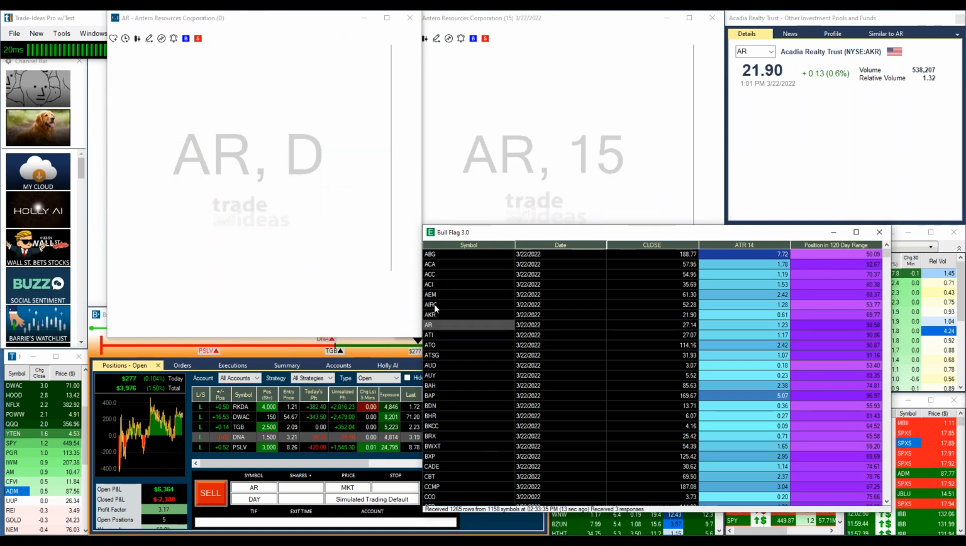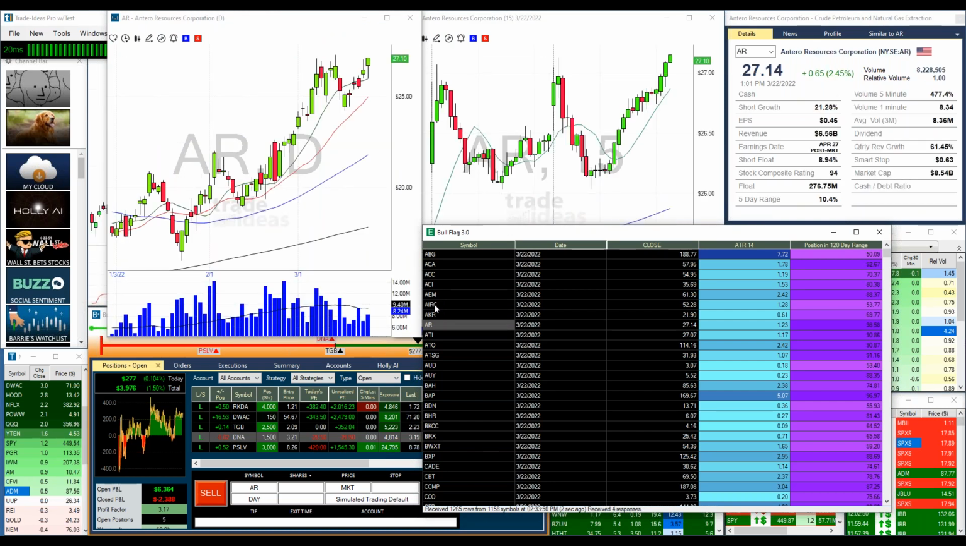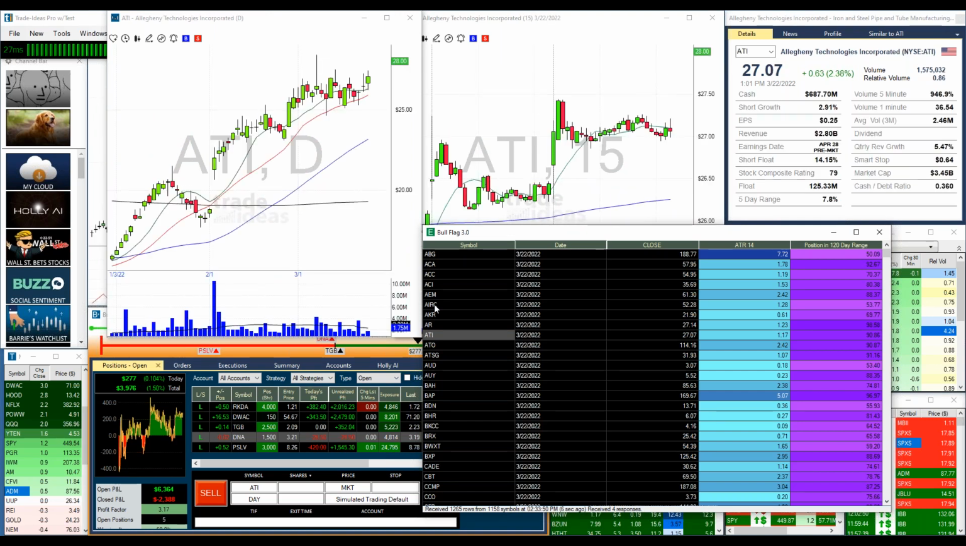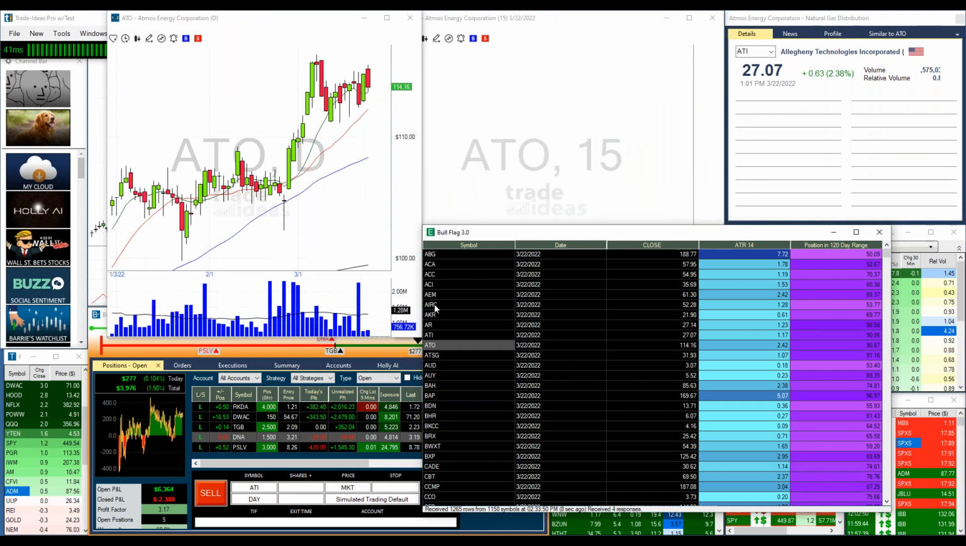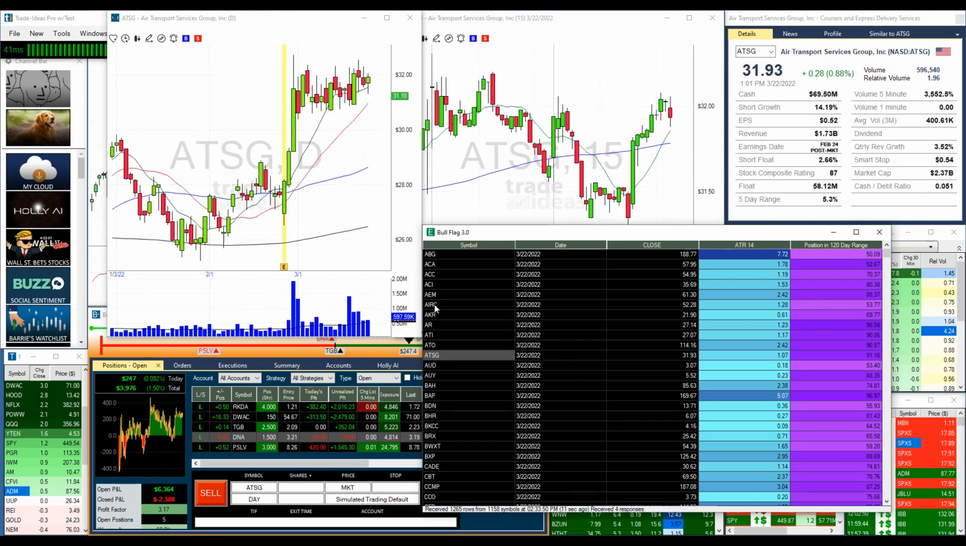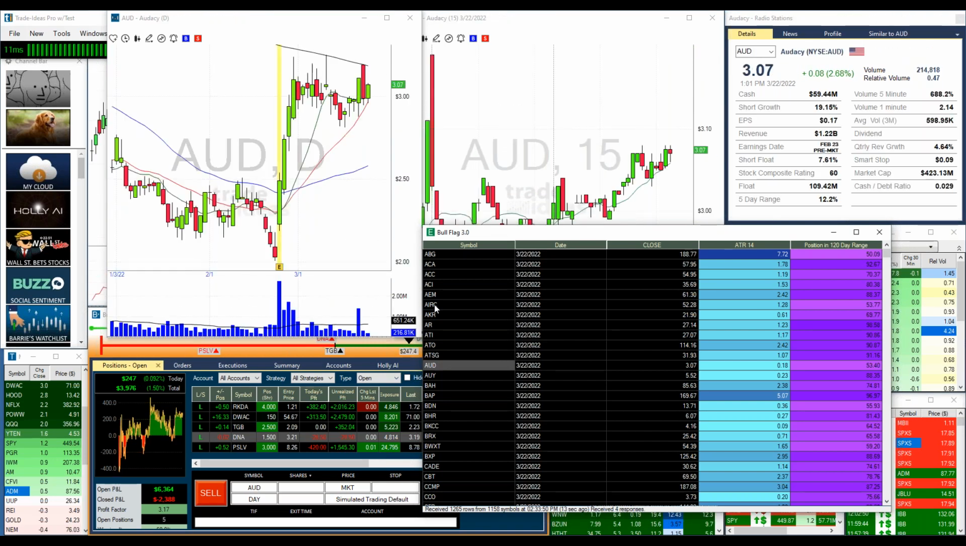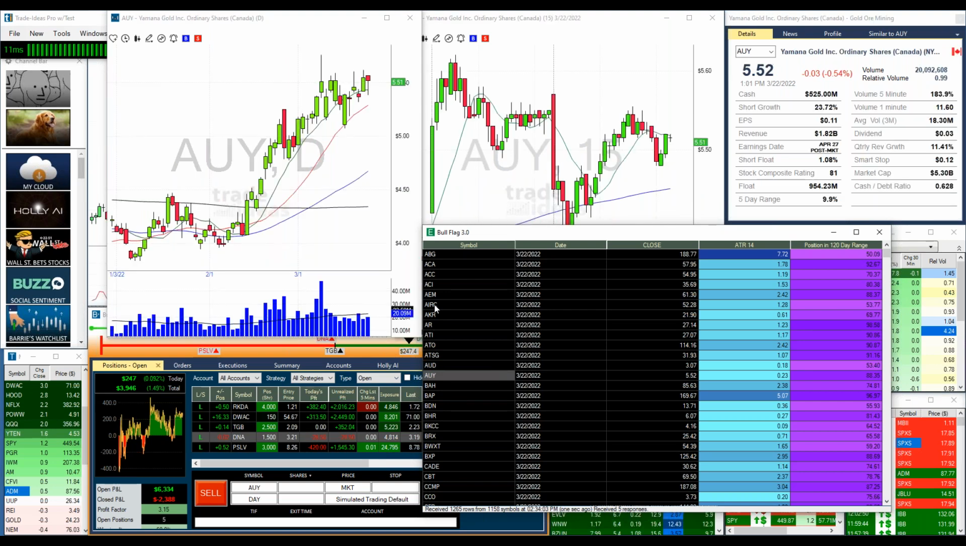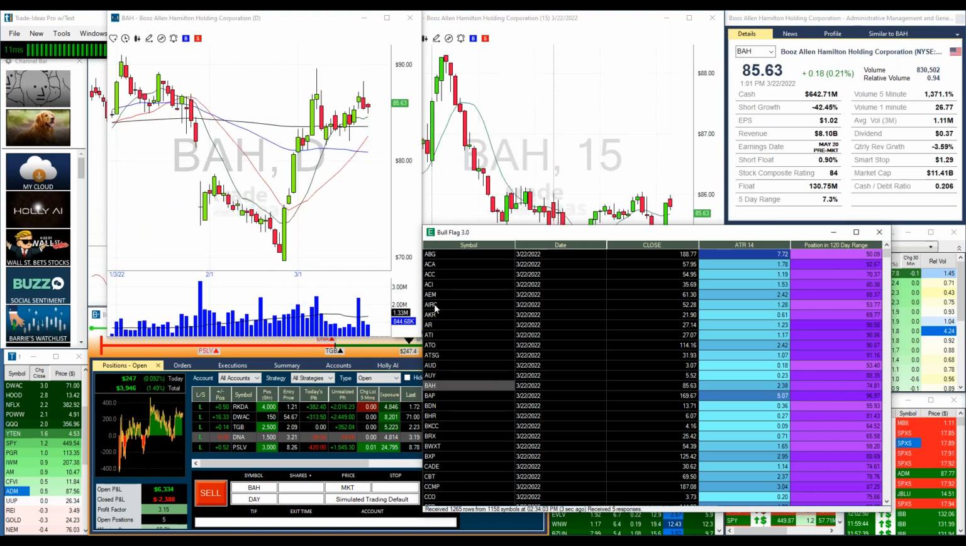I'm not looking for things that have run too far, and I'm probably not going to see that. AR has run too far for me, even though it's on the flag chart here. That's not enough consolidation for me. I want to see volume. I want to see a sector that makes sense. I want to see clean candles, not a lot of wicks. That's also a gold miner.